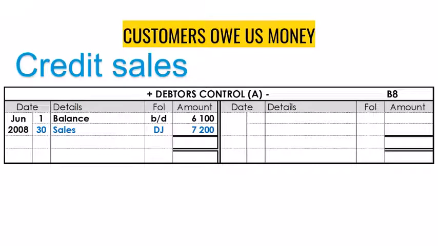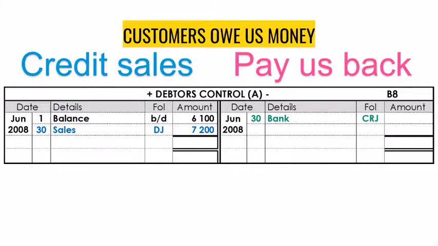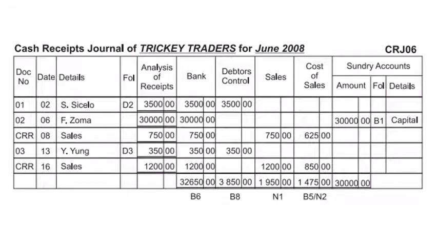Then if customers pay us back eventually, then they will owe us less money. So on the side where debtors control decreases, we will use the value when customers pay us back. If they pay us back, we receive money from them in the cash receipts journal, and the contra account, if we have the cash receipts journal, is always bank. So you get this value here. It's the debtors control column total in the cash receipts journal, the 3,850 Rand.